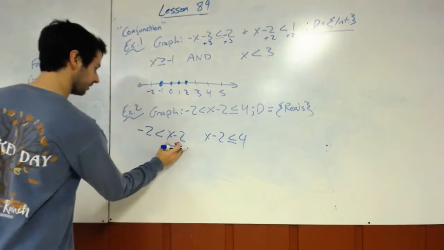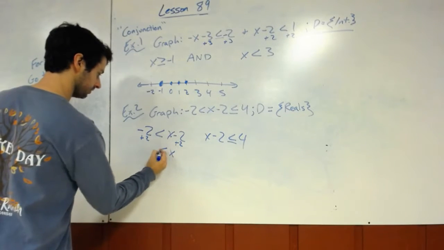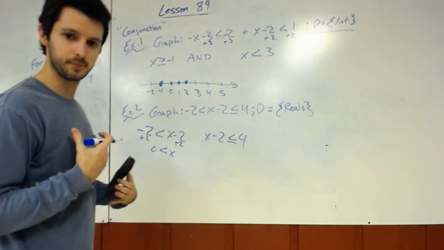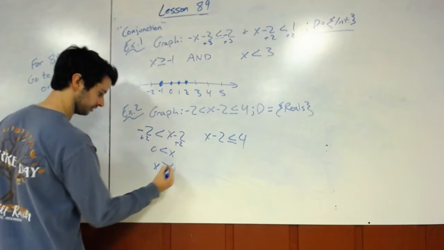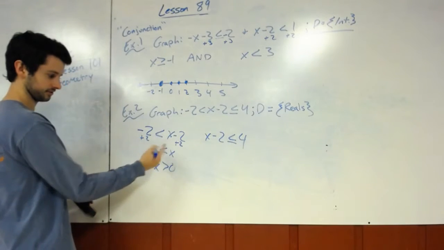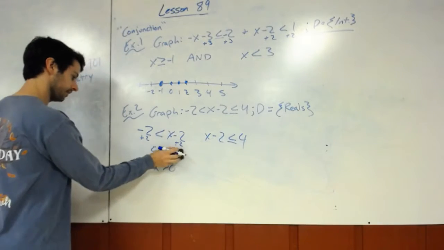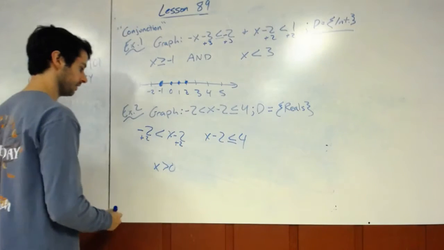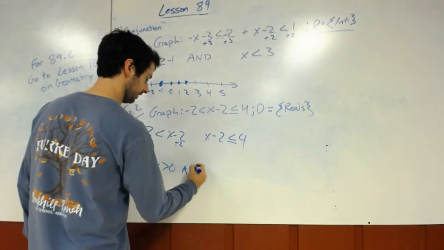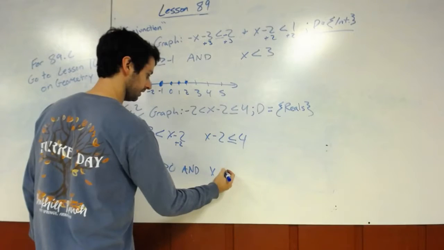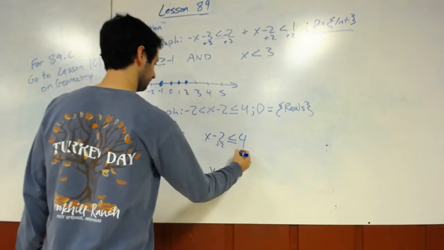So I'm going to add 2. So x is greater than 0. I personally like x on the left side, so I'm going to flip this. These are the same thing. I just flipped the sign when I switched the sides. Okay, so x is greater than 0. Add the 2. All right, and x is less than or equal to 6 when I add the 2.